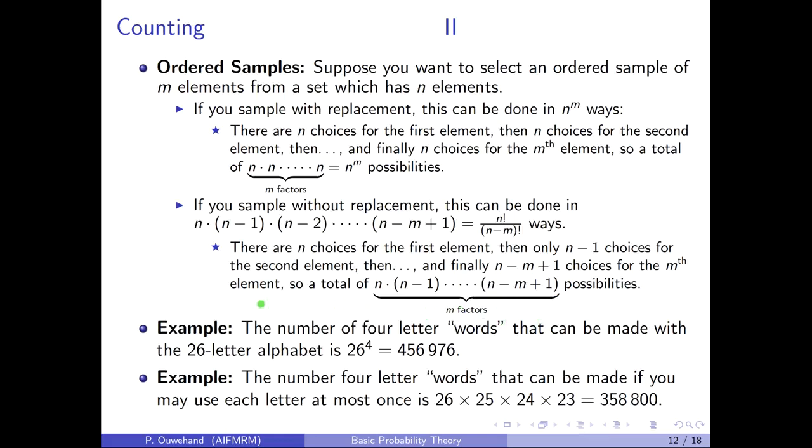Some quick examples. The number of 4-letter words that can be made with the 26-letter alphabet is 26 to the power 4. On the other hand, the number of 4-letter words that can be made if you may use each letter at most once is 26 times 25 times 24 times 23.